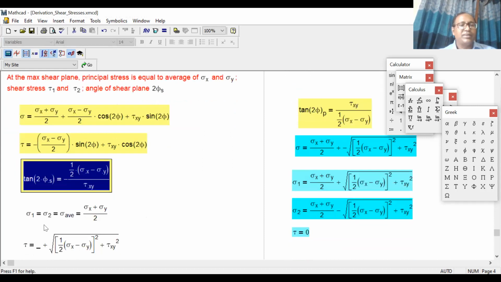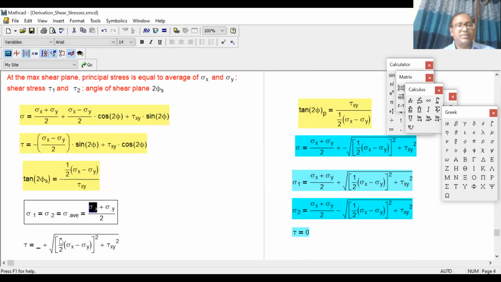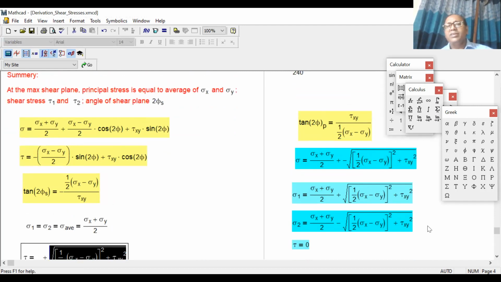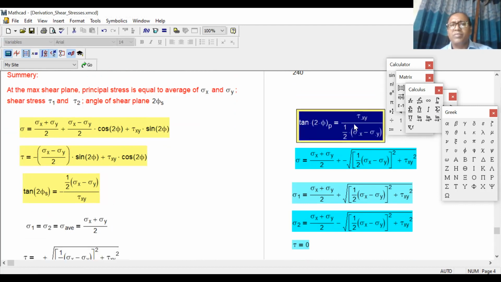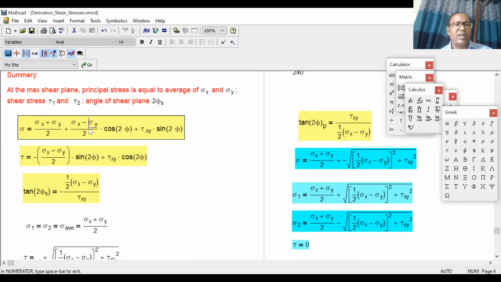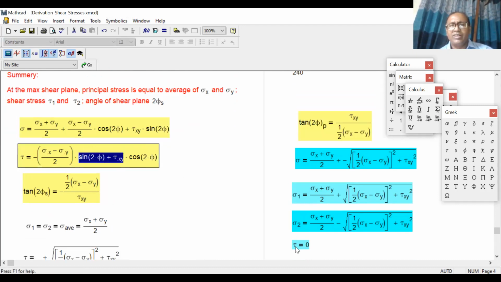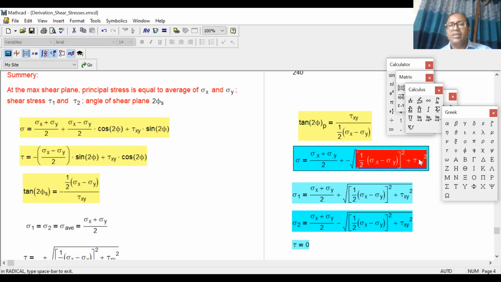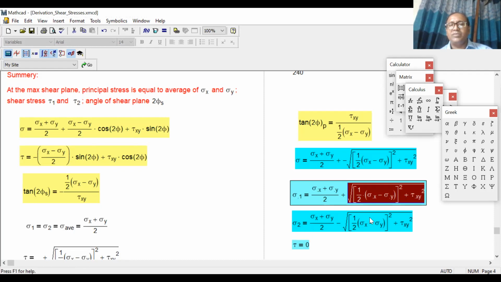And in that plane, if we use the shortcut, then you will get sigma equal to sigma average, and tau equal to tau max and tau min. With the plus sign you get one value, with the minus sign you get the other value. And looking at the principal plane, tan 2 phi, this is the formula. When you put this condition here, you always get tau equal to 0. And sigma you get as sigma x plus sigma y divided by 2 plus or minus this term. With plus you get one value, with minus you get the other one.